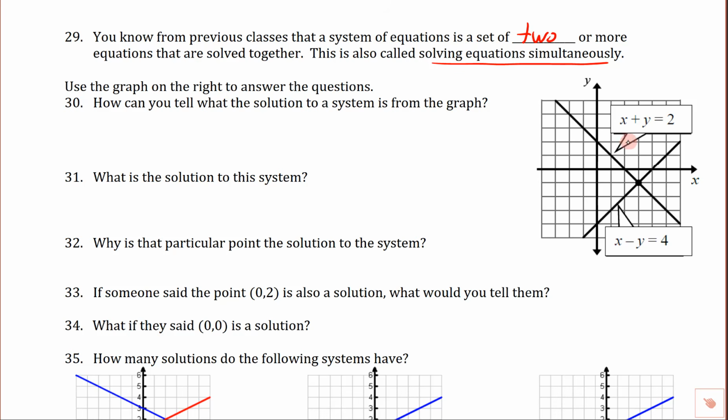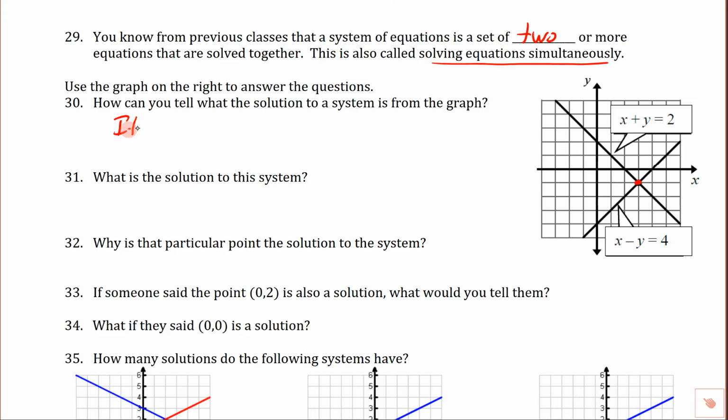So here's a graph. This equation right here is x plus y equals 2. That's graphed correctly if you move that around in slope-intercept form. And this one right here is x minus y equals 4. Again, if you move that around and put it in slope-intercept form, that's what it would look like. So how can you tell what the solution to that system of equations is just by looking at the graph? Well, if this is a picture of all the points that work in that equation, and this is a picture of all the points that work in that equation, well, this right here is on both equations, so it would make both of the equations true.